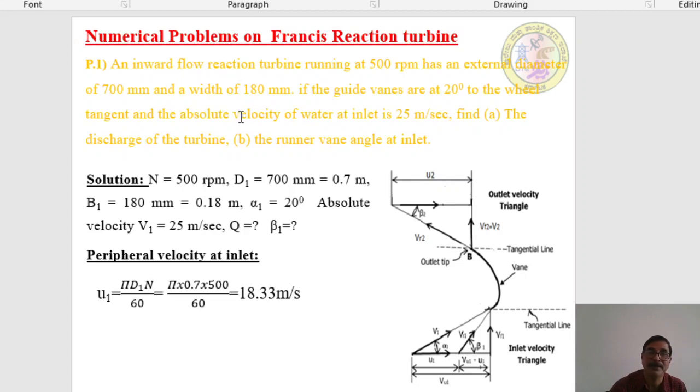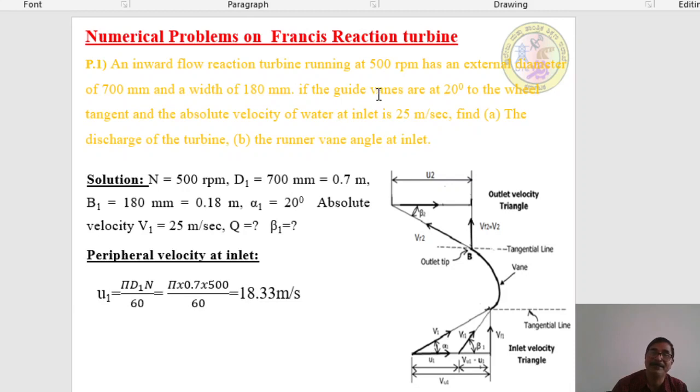Read the problem, understand the problem, list out the given data. So the given data is an inward flow reaction turbine. Inward flow reaction turbine is a Francis turbine. It is a problem on Francis turbine. It is running at 500 rpm, that is N is equal to 500. It has an external diameter, external is outside diameter, because water is entering from the outer periphery. So the corresponding diameter D1 is 700 millimeter, converted into meter. Then the corresponding width at the outside, B1, is 180 mm, 0.18 meter.